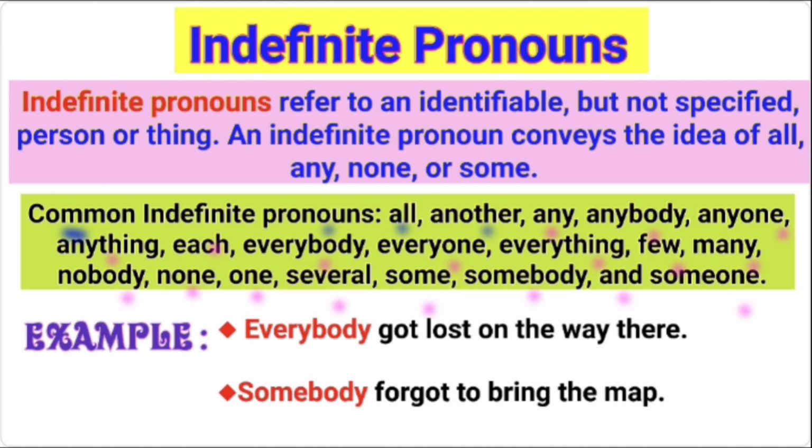So students, these are the examples of indefinite pronouns. Here are two sentences for you. Everybody got lost on the way there. So here, everybody is an indefinite pronoun. In the second sentence, somebody forgot to bring the map. Somebody is an indefinite pronoun here.